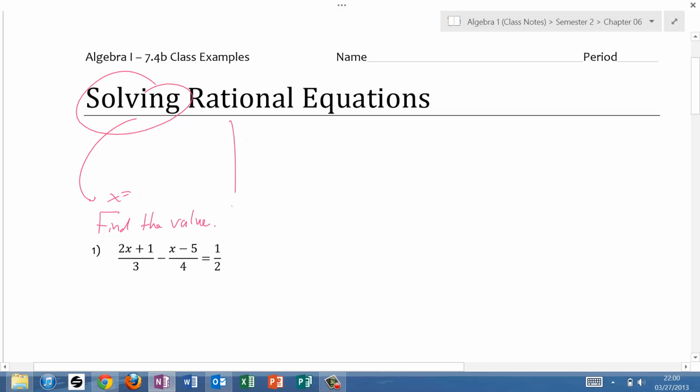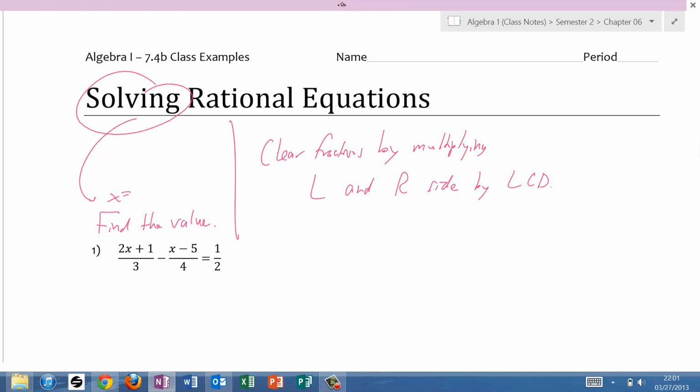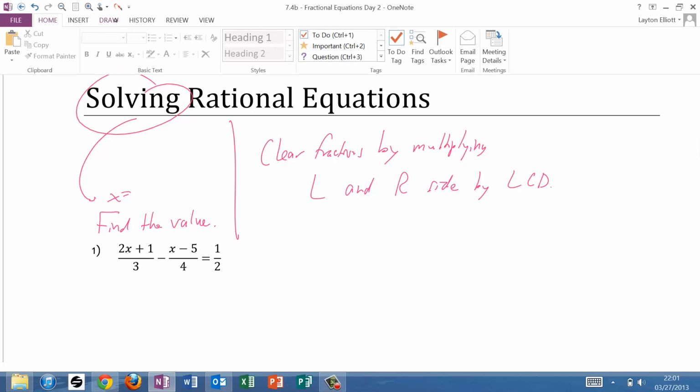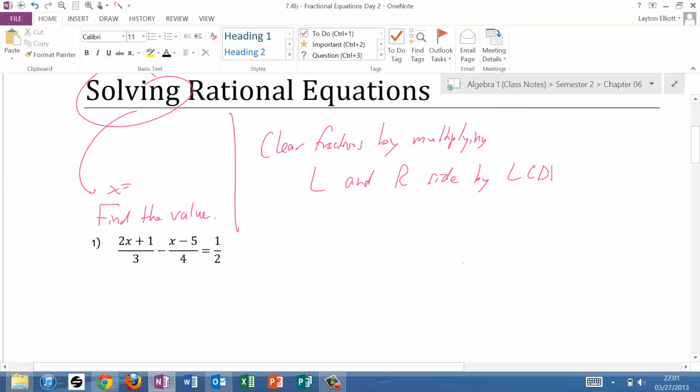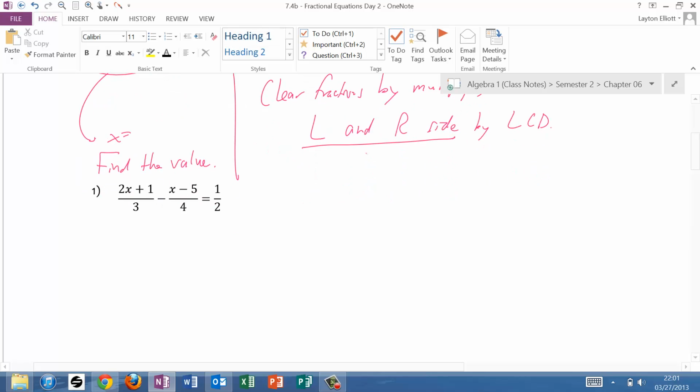So the idea here is that we're going to clear fractions by multiplying the left and the right side by the LCD. You have to be very, very clear and careful that you can only do this if you actually have both sides, a left and right side, because that goes back to the multiplication property of equality, which says that whatever you multiply the left side by, you can multiply the right side by.